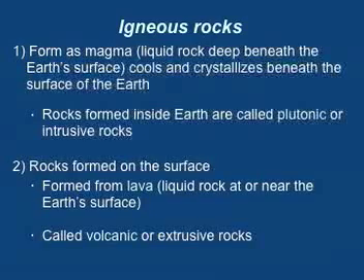Now, all igneous rocks actually start off as magma, or liquid rock beneath the Earth's surface. Not all magma makes it to the Earth's surface to form lava. Lava is liquid rock at or near the Earth's surface. If magma cools beneath the Earth's surface, it's going to cool more slowly.